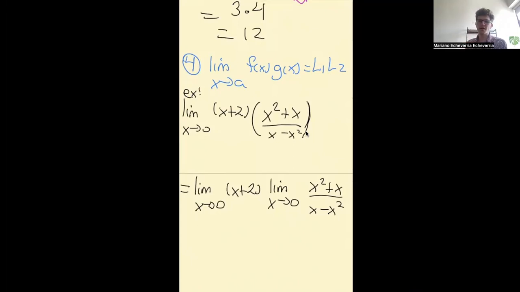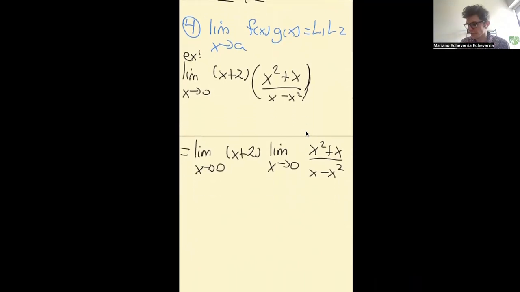Okay. And now the first one should hopefully be easy. That's just 2. And the second is like a previous example, the one that I have been referring to all the time. And that's just 1. So you just get 2 times 1, which is 2. Is that okay?